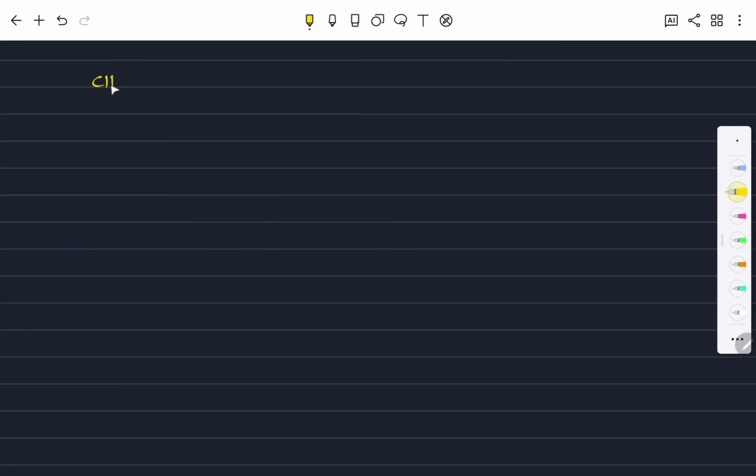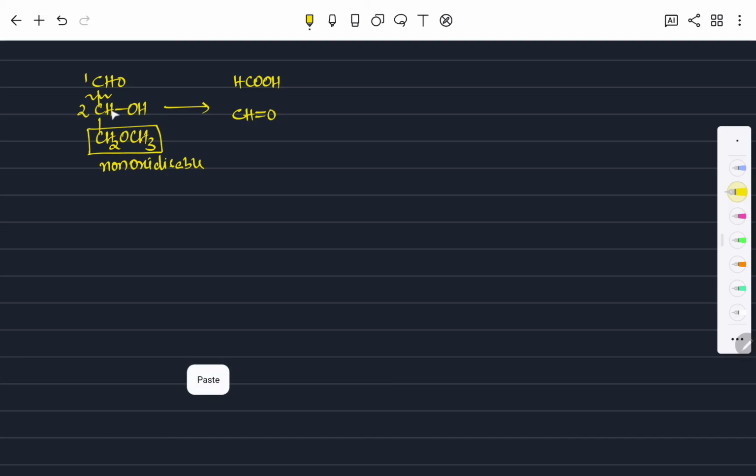Next example, CHO, CHOH, CH2OCH3. In this case it is 1,2, so both are oxidizable and we can break the C-C bond, but this group is non-oxidizable. Therefore, in the corresponding answer, the first carbon converts into formic acid, the second carbon converts into aldehyde, and the remaining group stays as it is, unaffected.